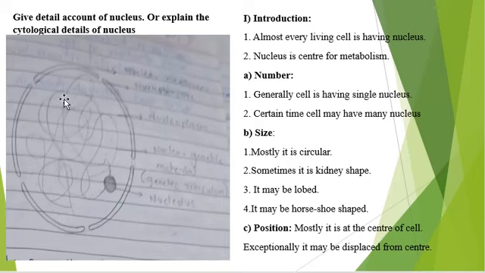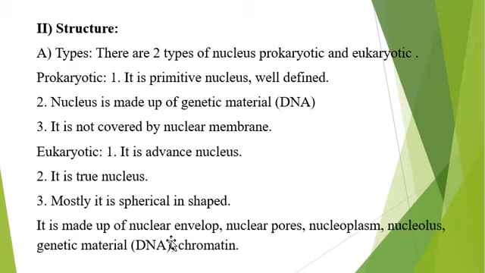On the inside, a semi-fluid-like structure is present, known as the nucleoplasm, and a thread-like material is present at the center. This is the nuclear genetic material, or genetic reticulum. At the center or at one side, the nucleolus is present. So let's see the structure of the nucleus.